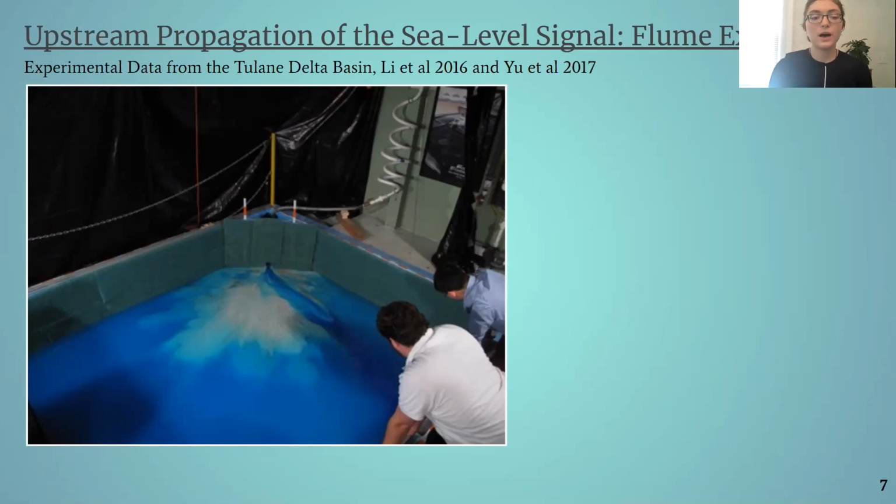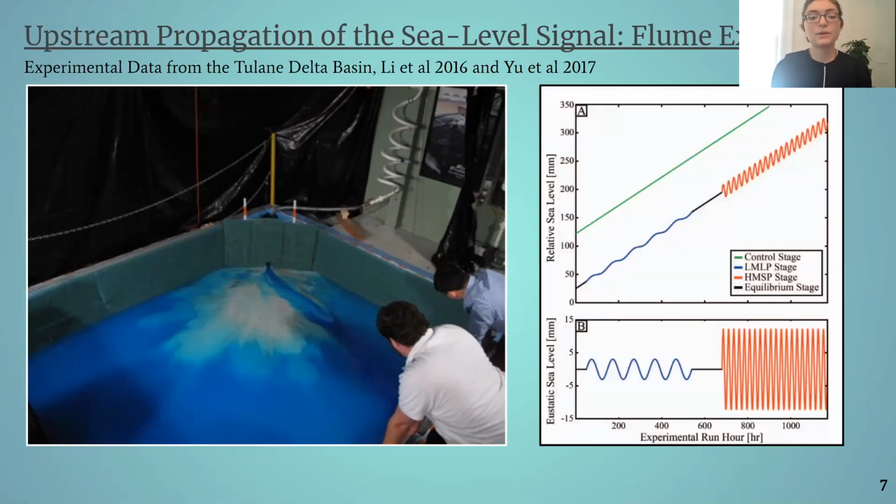The delta grew under two types of sea level with a background sea level rise rate. The first was a low magnitude, long period sea level cycle, and period here is the amount of time it takes for sea level to go up and down one time. So in this case, the low magnitude long period in this blue means that sea level changed slowly and only by a little bit, about 5 millimeters up and down.